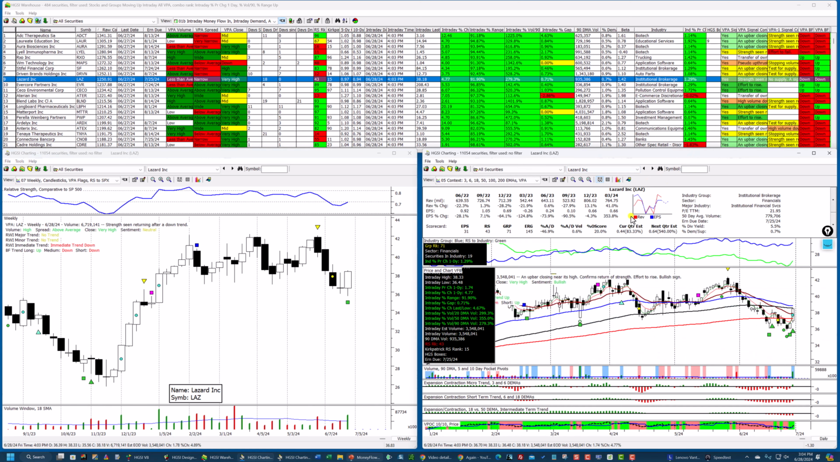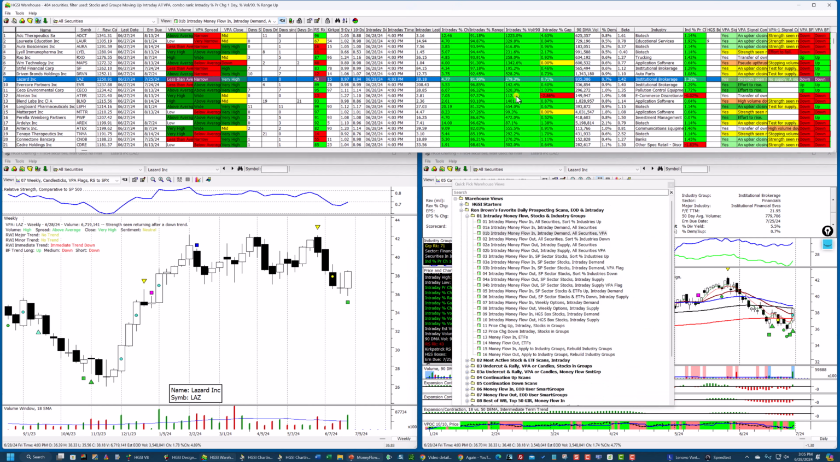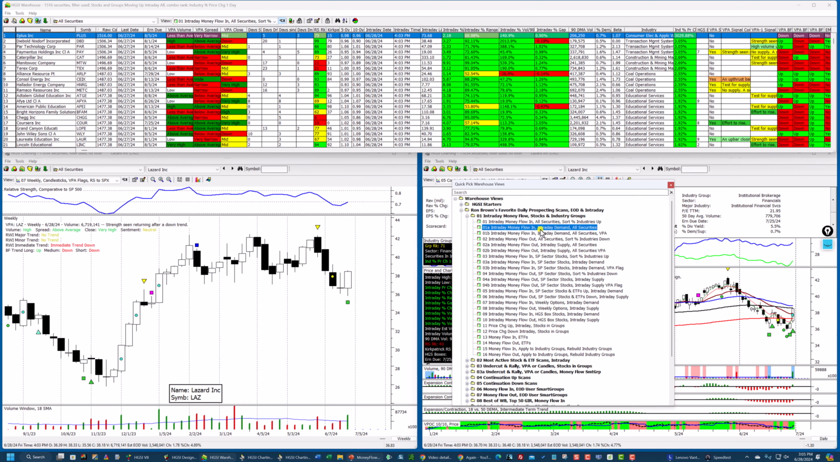I'm sorry, I meant to look at this. You can see this last quarter, there were in March reporting, it had a big boost in income. This is institutional brokerage, and you can see it's been under accumulation. Okay, now, that's just a couple ways you can use these. This is sorted on the industries up.